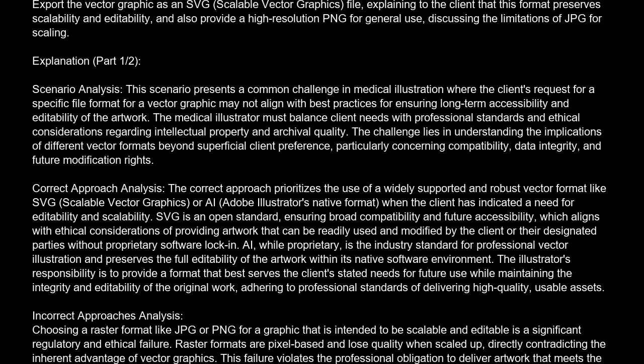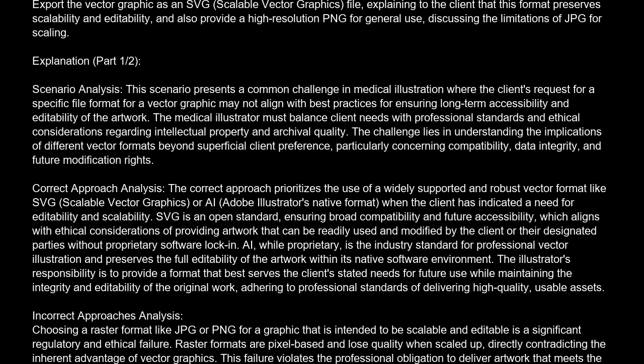Explanation. Scenario analysis. This scenario presents a common challenge in medical illustration where the client's request for a specific file format for a vector graphic may not align with best practices for ensuring long-term accessibility and editability of the artwork. The medical illustrator must balance client needs with professional standards and ethical considerations regarding intellectual property and archival quality. The challenge lies in understanding the implications of different vector formats beyond superficial client preference, particularly concerning compatibility, data integrity, and future modification rights.